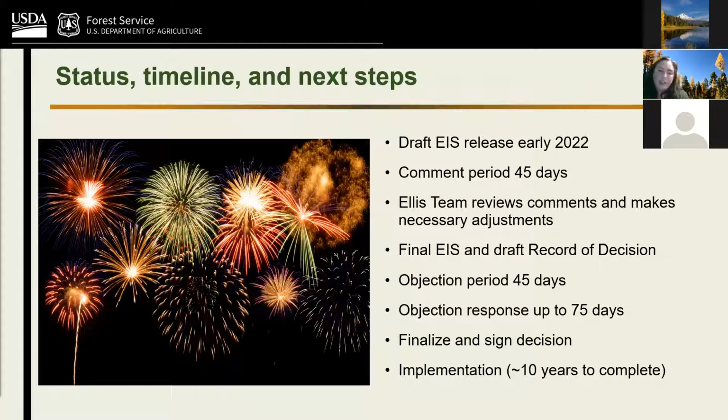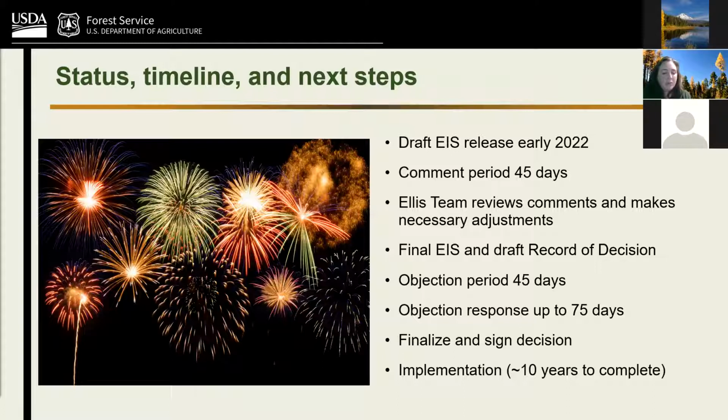And so once we receive those objections within that 45-day time period, the agency, so the Forest Service in this case, has, so it's usually 45 days for a response, but usually in Region 6, we've had to extend that response period an additional 30 days. So objection response can be up to 75 days total.